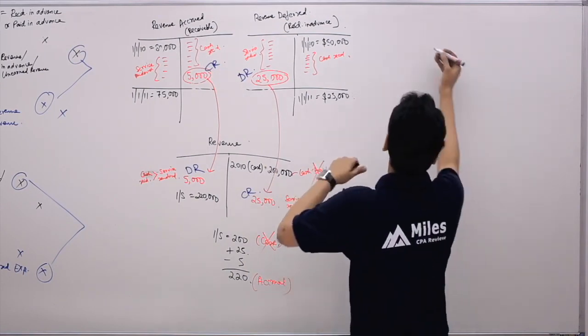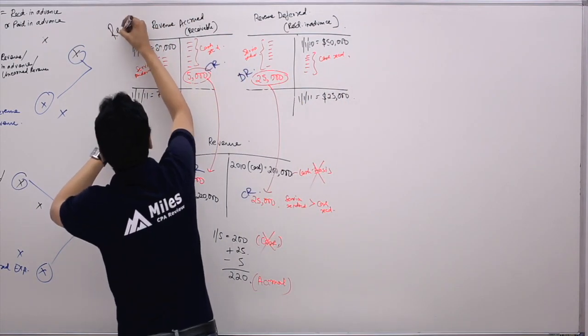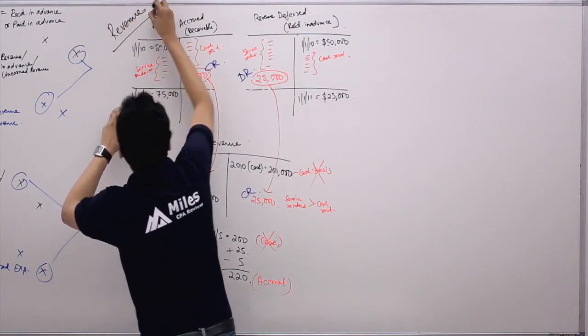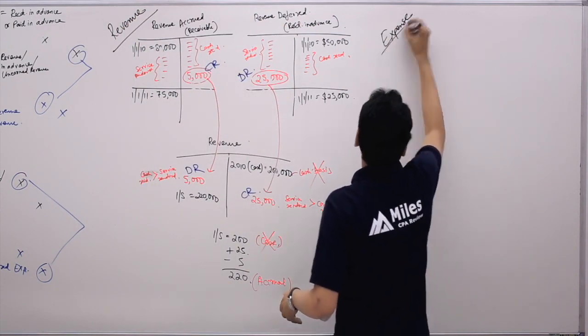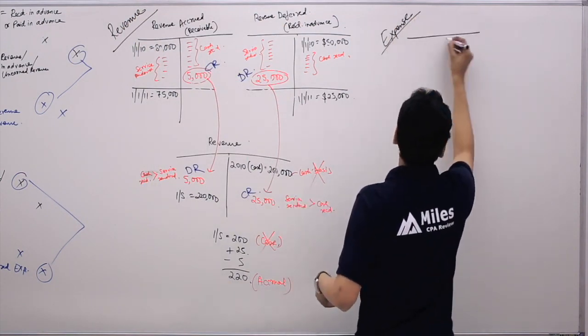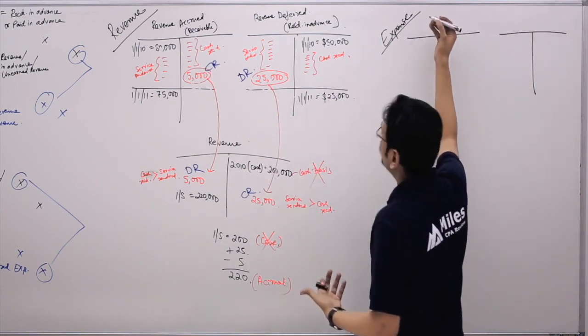So again, let's do the T accounts. We've done this for revenue. Let's now do it for expense. So we're going to have accrued expense and deferred expense. So expense accrued, that's payable.